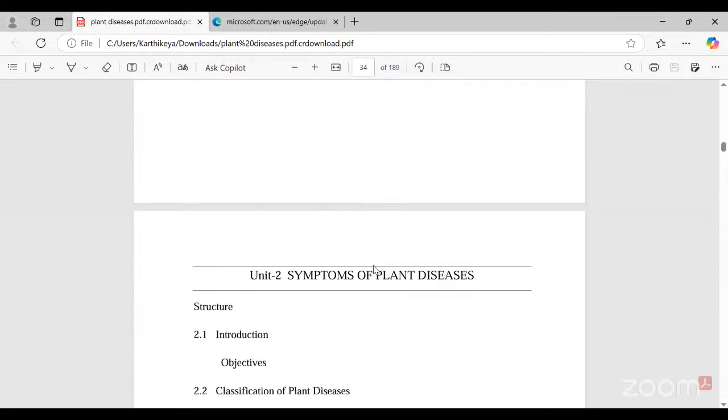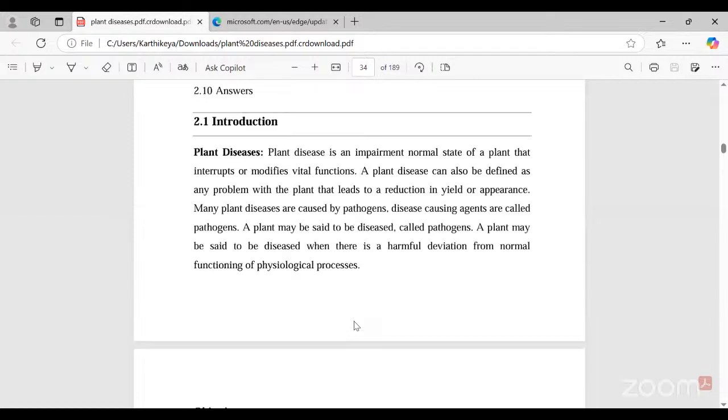Now we will discuss the symptoms of plant diseases. What type of symptoms are there in plant disease? What are the introduction and classification of a plant disease? Plant disease is an abnormal state of a plant that interrupts or modifies its vital functions.